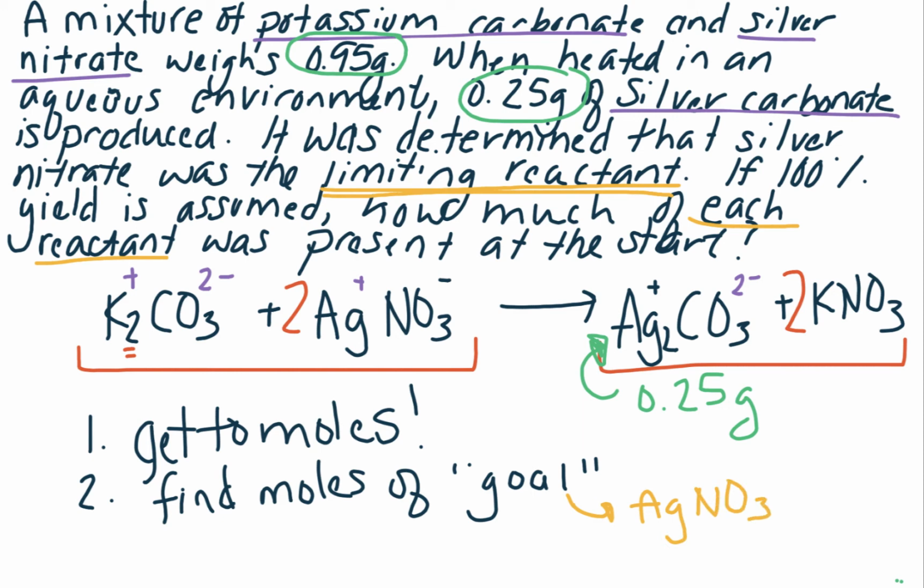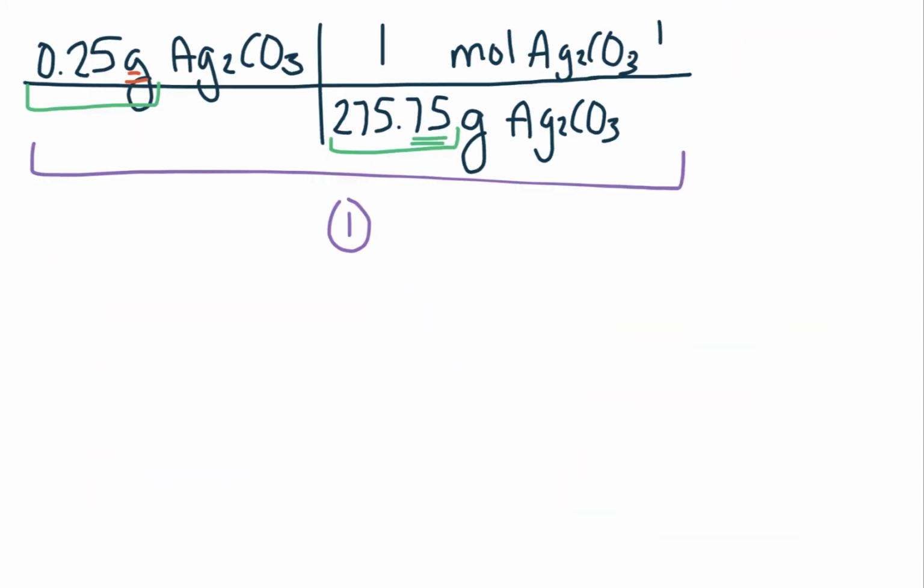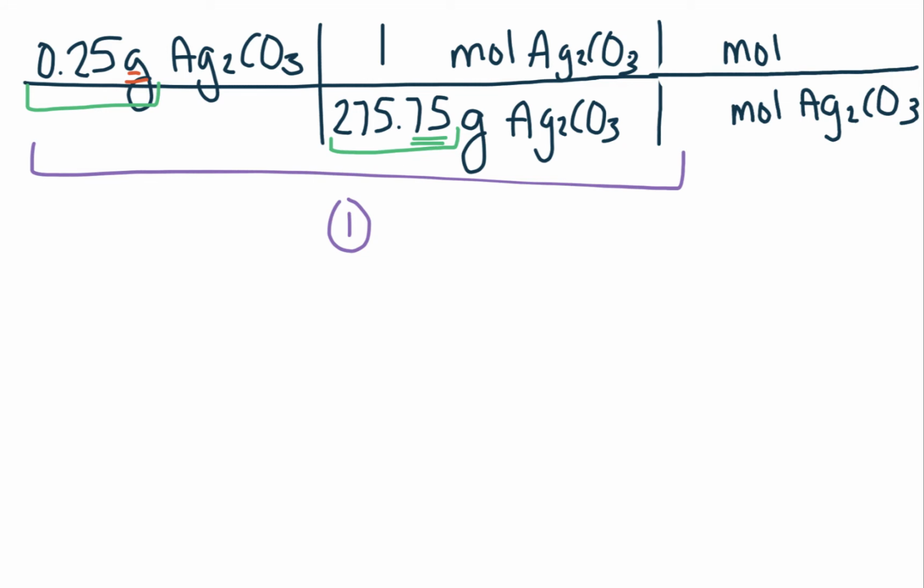So we can convert from one substance to another substance within that balanced equation using the molar ratio. So we want to start by canceling out the moles of what we already have, the moles of silver carbonate, and converting it to moles of the limiting reactant, in this case, silver nitrate. Now, we can find the molar ratio, or what that conversion factor will be for this particular equation, by looking at the balanced chemical equation.